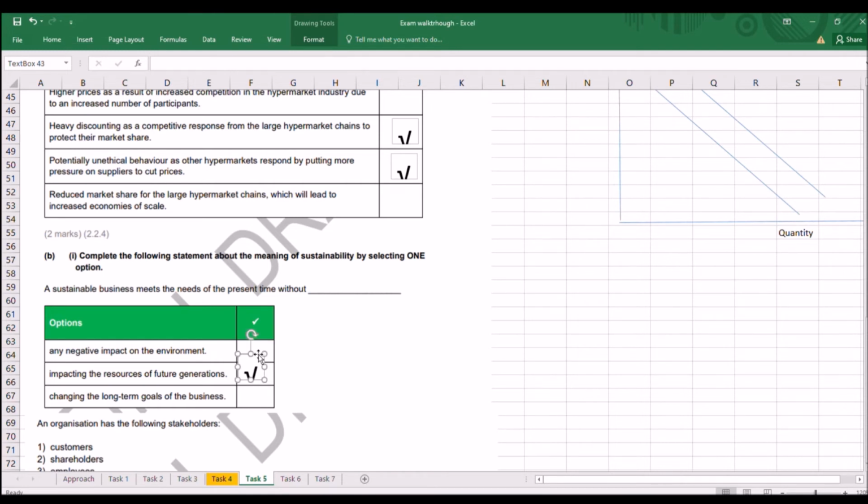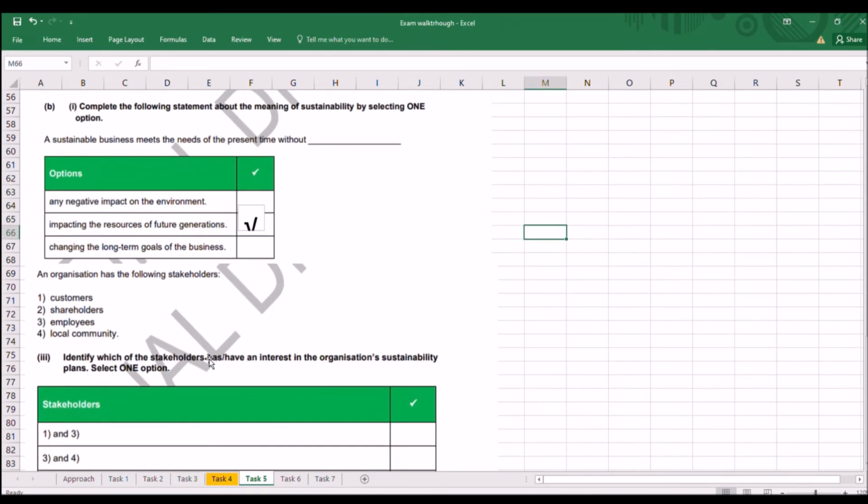Changing the long-term goals of the business. Without changing the long-term goals of the business, well, there would need to be a change in the long-term goals of the business. Okay, so the answer there is that one. I think that question's the one where you'd have a bit of a go. If you were struggling, you just have a bit of a guess.